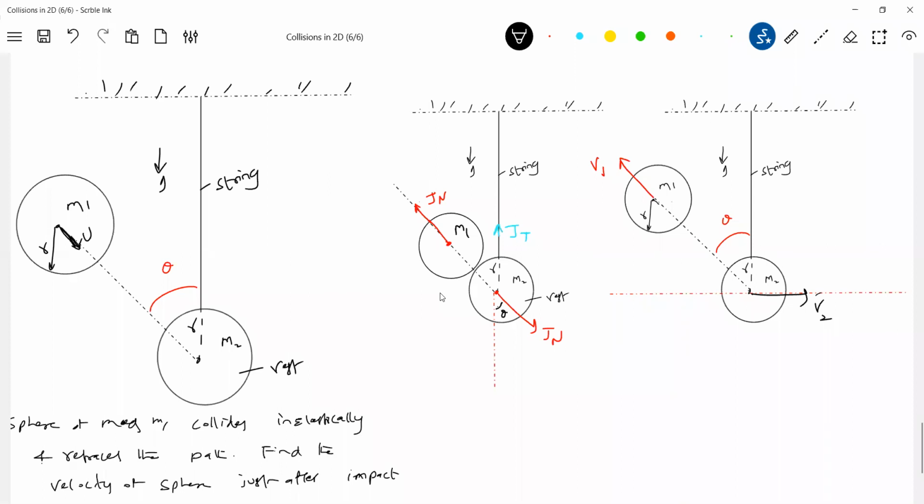What are the unknown things? V1, V2. We'll take the help of conservation of linear momentum. Next question: what are the directions? This is the line of impact. In which direction can I apply conservation of linear momentum? Along the x-axis, can I conserve momentum? The answer is no. Any reason? First, along the line of impact, in short, I'll write LOI.